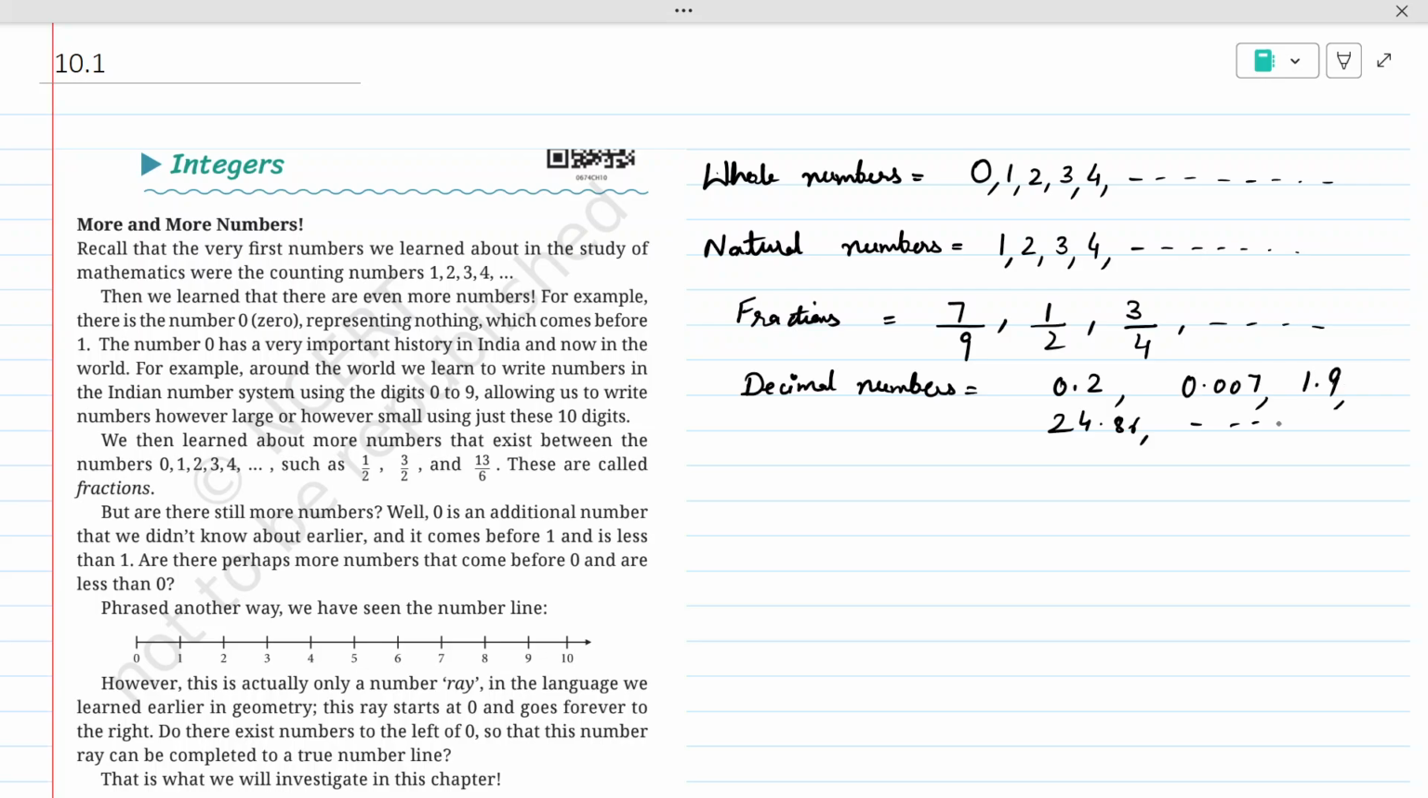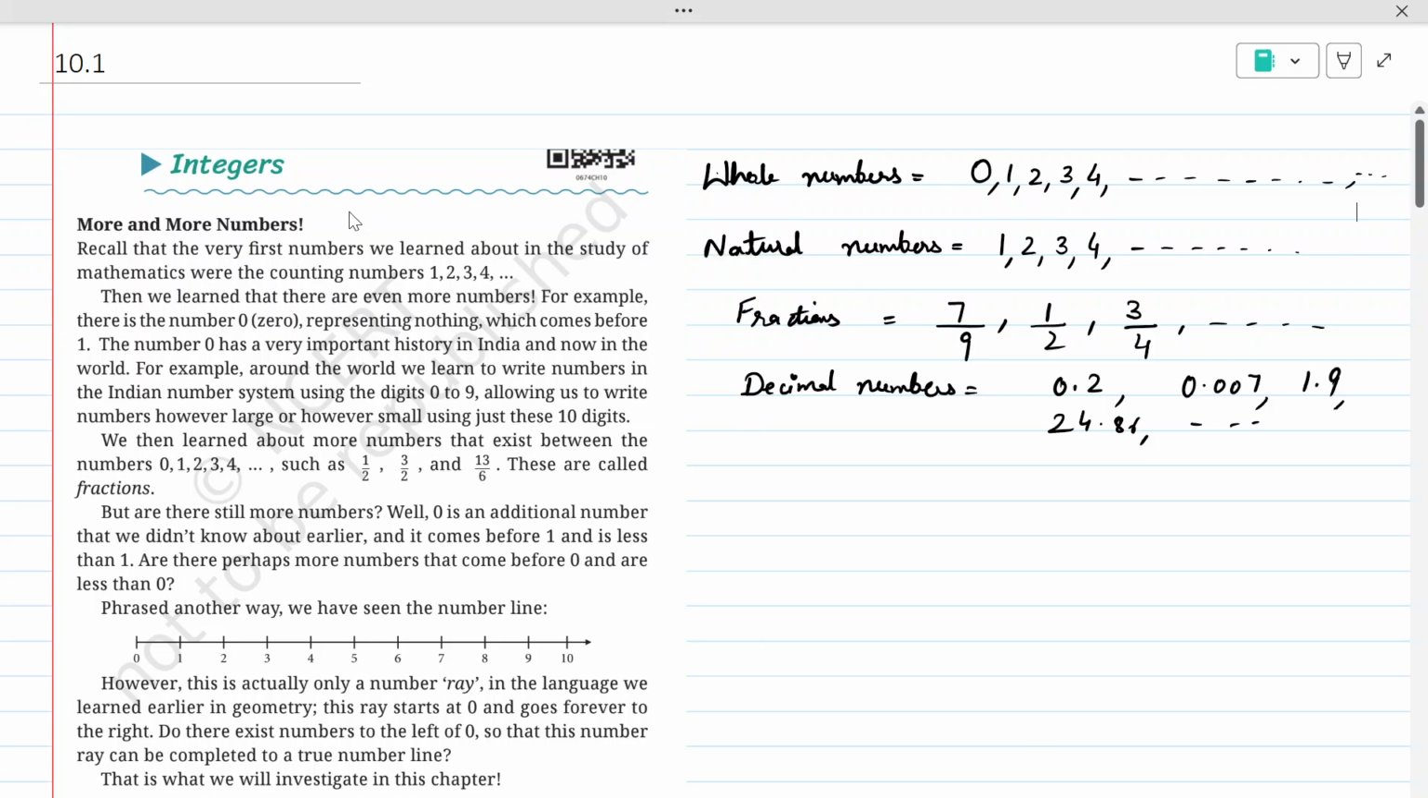So till now, that is till 6th grade, we have learned about the whole numbers, the numbers which start with 0 and go to the right direction. Right, I am saying 1, 2, 3, 4 and so on up to infinity. Okay. And then we have natural numbers. Natural numbers start with 1. It does not include 0. So we have 1, 2, 3, 4 and so on. Then we have fractional numbers or fractions. And last we have decimal numbers. So these are the numbers which we already know.